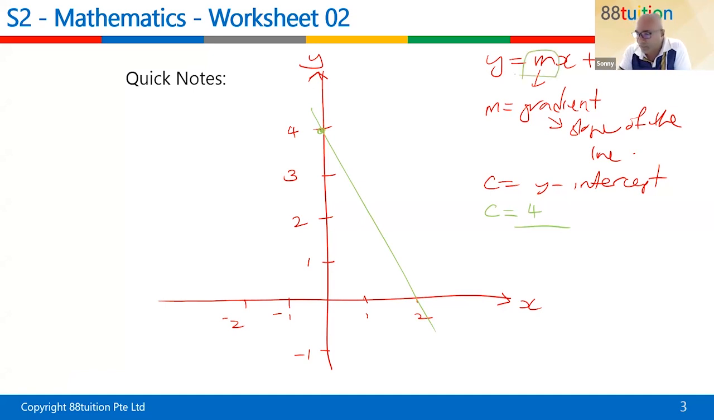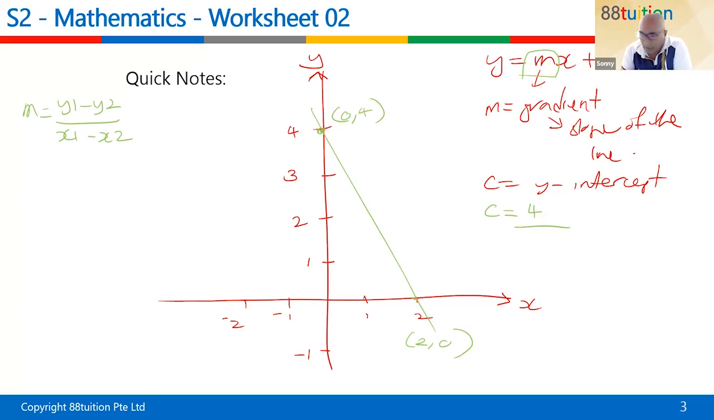That's your y-intercept. What is your m? M is your gradient. There's a formula for this. m equals (y1 minus y2) over (x1 minus x2). You got to use your coordinates, all right? What's your coordinates at this point? Your x value is 0, your y is 4. At this point, your x is 2, y is 0. All right, these are the coordinates, x and y values.